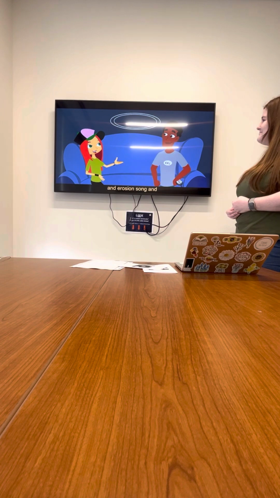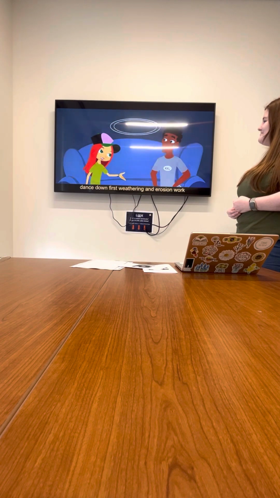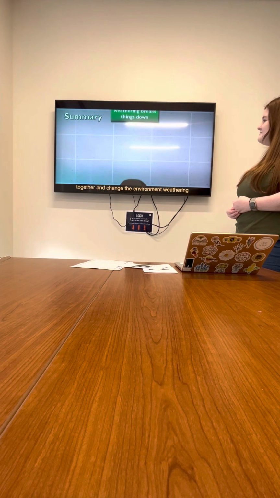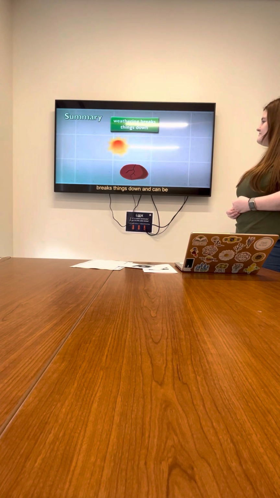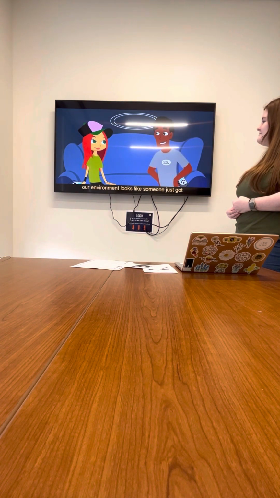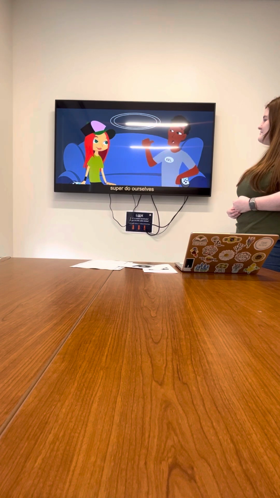Let's see if I've got this weathering and erosion song and dance down first. Weathering and erosion work together and change the environment. Weathering breaks things down and can be physical or chemical. Erosion actually moves the sediment that weathering leaves behind. Together, they're constantly changing our environment. Looks like someone just got all their studying done. Thanks to your help. We're a pretty super duo. Oops.